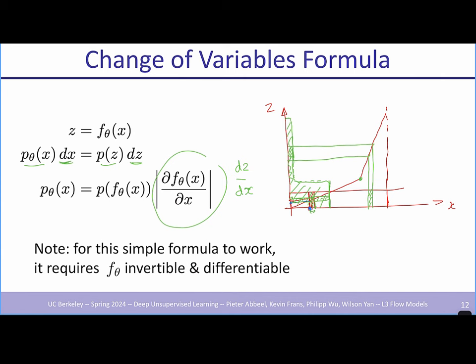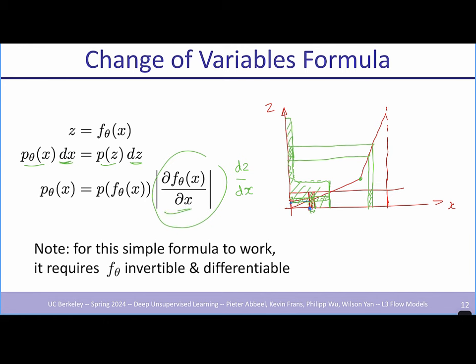I'm obviously not proving this, I'm just trying to give some intuition for it. This is a well-established result in standard probability theory. This is what underlies everything we do with flows. Because if we follow this prescribed formula, we know that if we fit a density in z space, it will properly map back out to a density in x space. There will be a proper correspondence between the two.